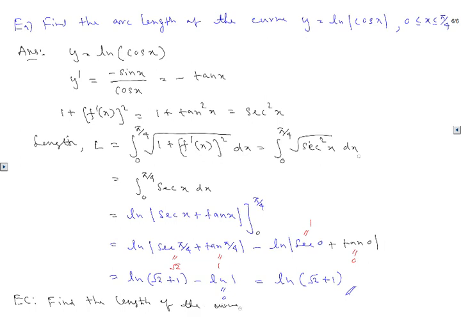y equals ln cosine x from pi over 6 to pi over 4. Okay, so you can do this problem and mention me. You can see that this answer is really kind of beautiful, so I'm going to call this a beautiful problem. You're going to see a separate video for that later.